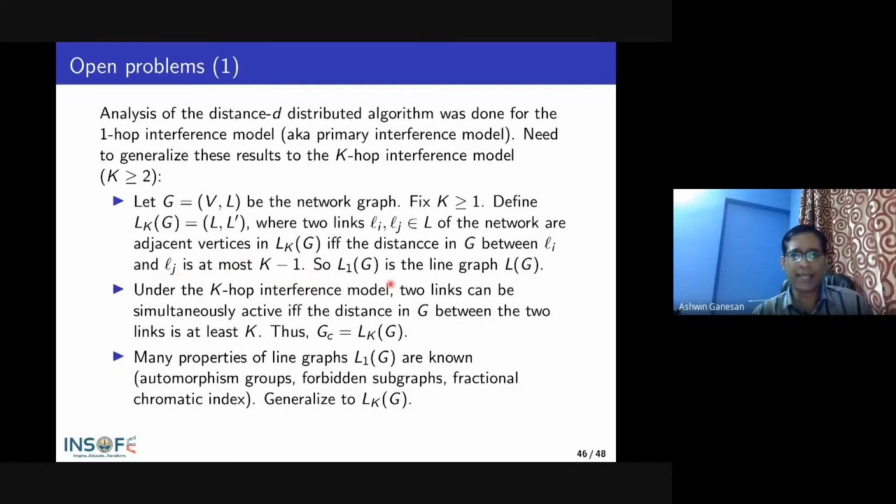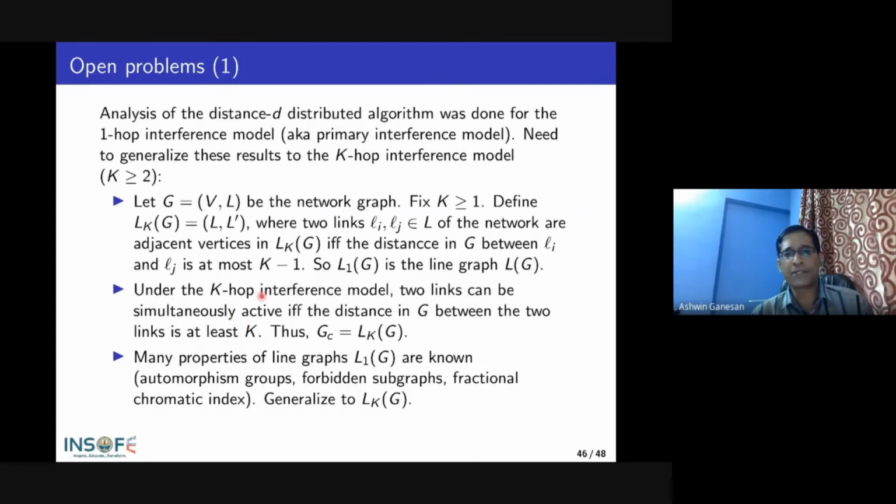So if you look at k equals 1, what happens? You're saying two edges in the graph G are adjacent vertices in L1 of G if and only if the distance between them is at most 0. Well, the distance between two edges is at most 0 if and only if they have a common endpoint, right? If and only if they're incident to a common vertex. And that's why L1 of G is exactly the line graph.